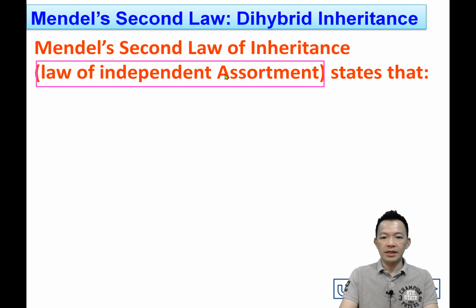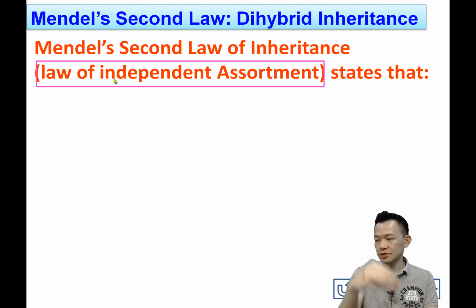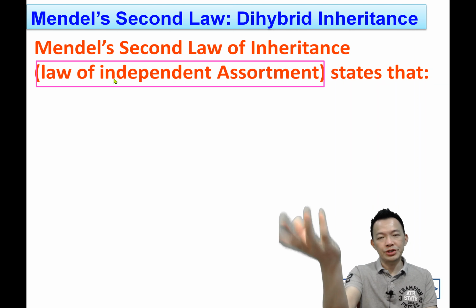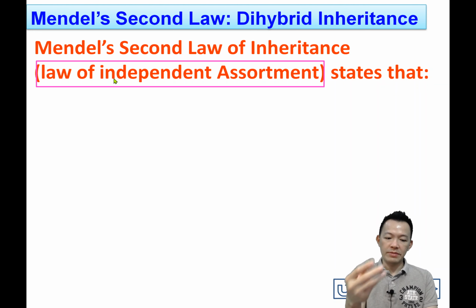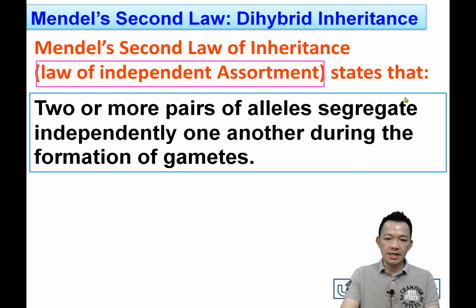What is meant by the law of independent assortment? I never checked Google, I translate it myself: the law of free, random assortment. So what does the law say? When you transfer two types of traits to the new generation, these two traits are actually passed down randomly, so it is called independent assortment. It is not fixed, it can be random. Two or more pairs of alleles segregate independently of one another during the formation of gametes.